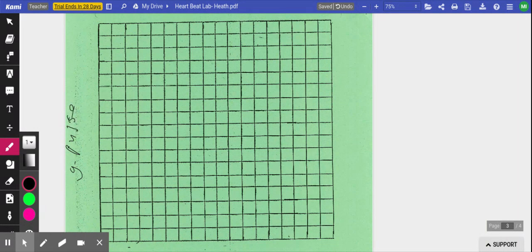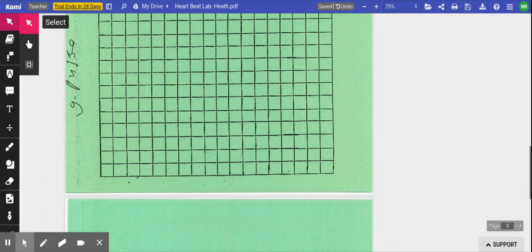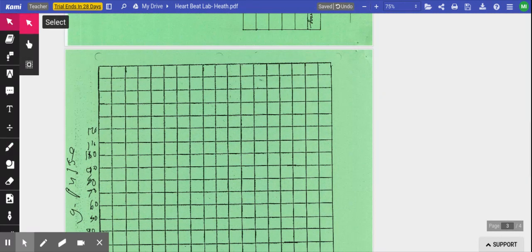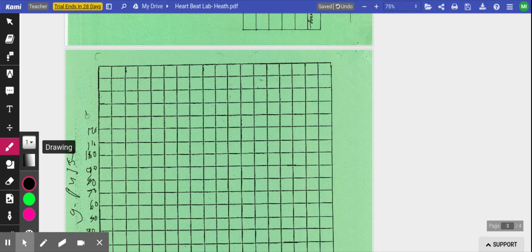The pulse beats. So this is going to be our numbers, okay? So we always start down here at 0. And we're going to just go up by 10s. 20, 30, 40, 50, 60, 70, 80, 90, 100, 110, 120. And I'll just go all the way up.